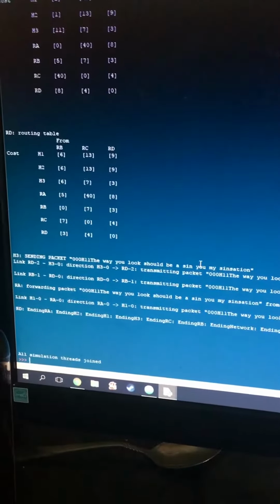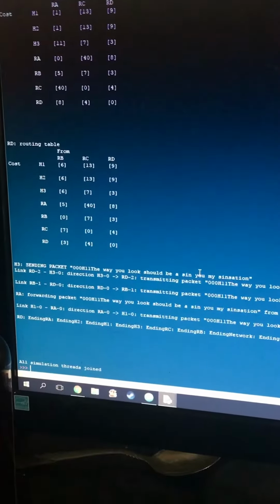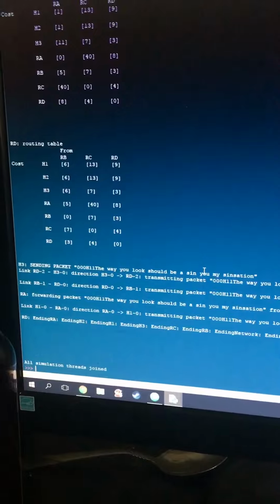Host 3 sends a packet, it gets to router D, which takes it and sends it to router B, and then router B sends it to router A, and then router A gives it to host 1 right here. Received packet, "The way you look should be a sin, you my sensation."